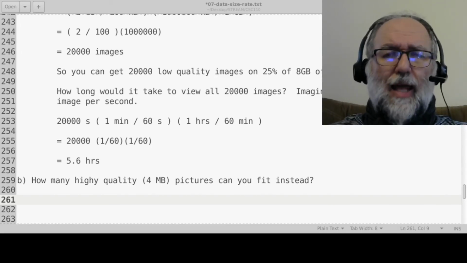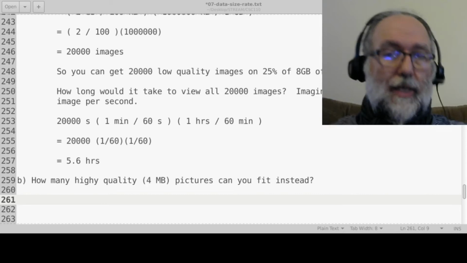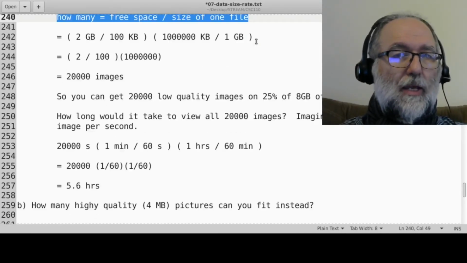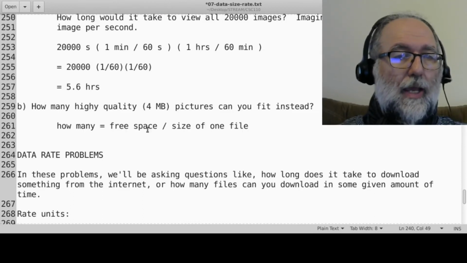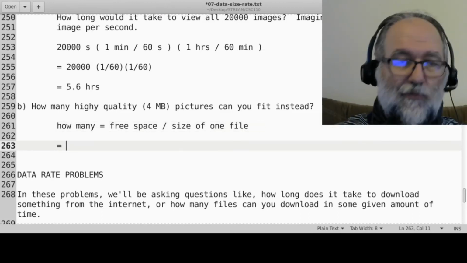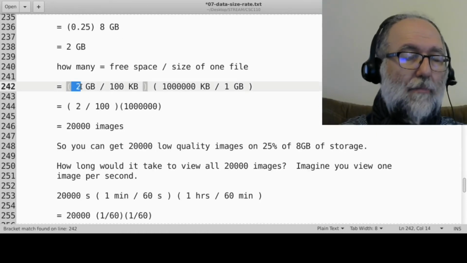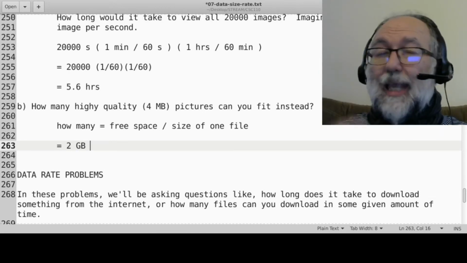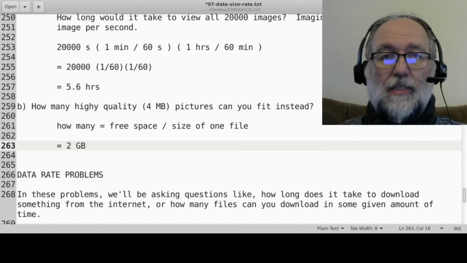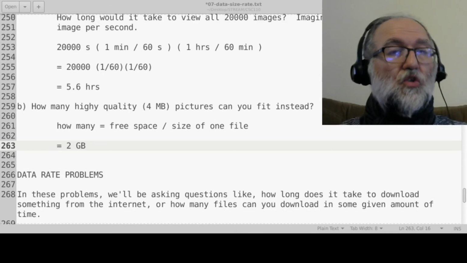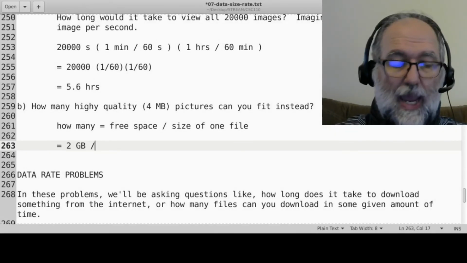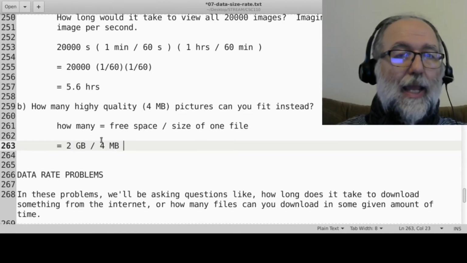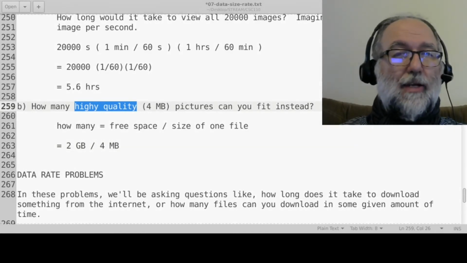Now you might ask the question, how many of those higher quality images would you get on the phone? We're still using this formula here. I apologize, I used 8 before I caught my error, but it is 2. So the free space is 2 gigabytes. It's 8 gigabytes total space, but only 25% of it is free, so it's 2 gigabytes, and each image is 4 megabytes in size.